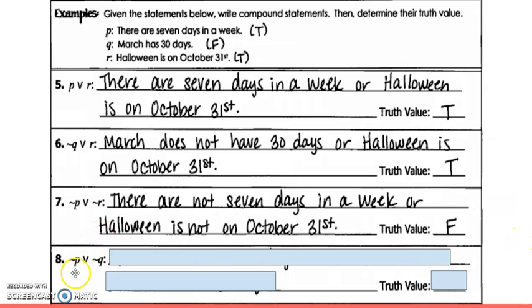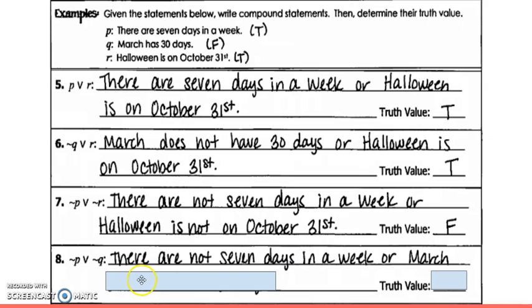Last one is not P or not Q. Again, we're negating both statements. So we have there are not 7 days in a week, or March does not have 30 days. When we do not P, that's false, but not Q, March does not have 30 days, gives us a true truth value for that statement. So this truth value is going to be true. So as you can see, it's way easier to get a true truth value for our OR statements since only one of them has to be true.